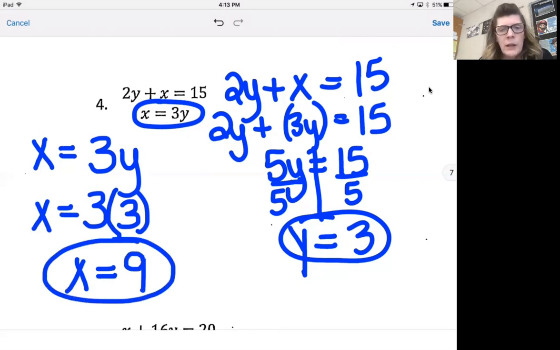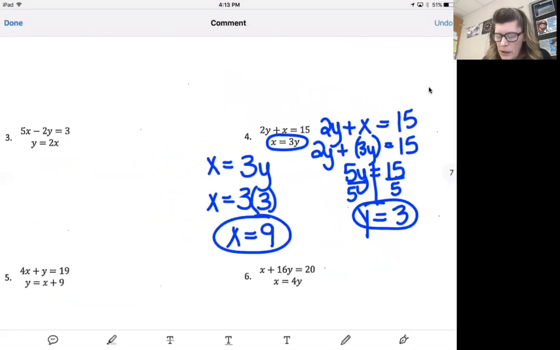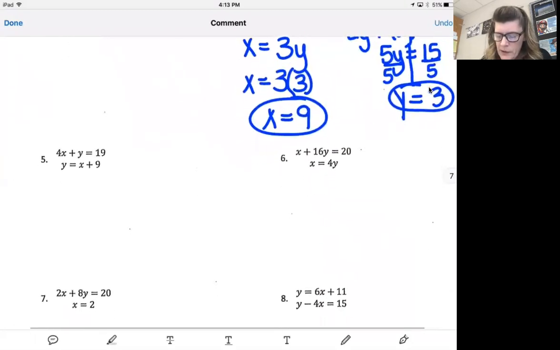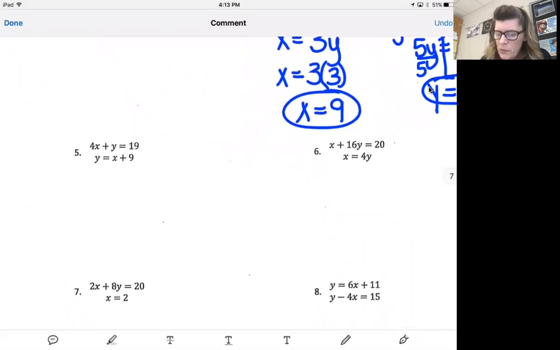So if you got x equals 9, y equals 3 when you did this on your own, then you got the right answer. Okay, now it doesn't always look like this. We're not going to do number 6, so we'll cross that one off, but we are going to do number 5.